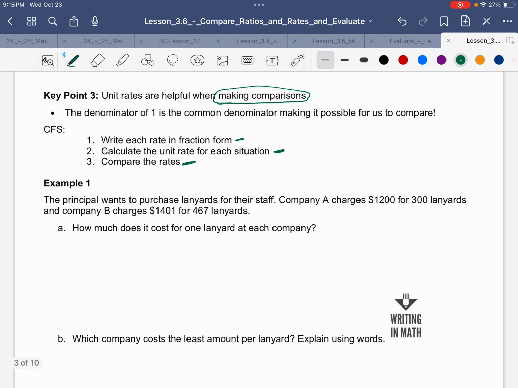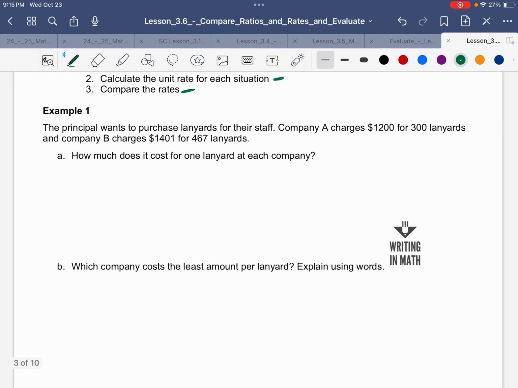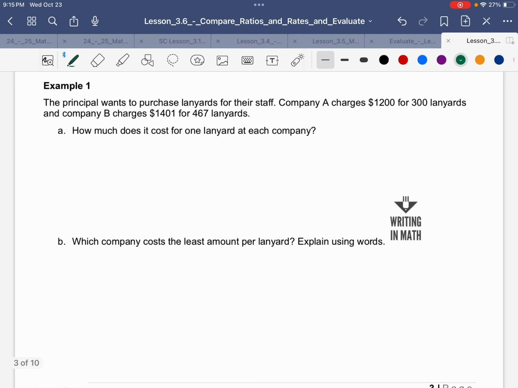So, example. A principal is going to buy some lanyards, like those blue lanyards we have there. Company A charges $1,200 for 300 lanyards, and Company B charges $1,401 for 467 lanyards. They want to know how much it costs for one lanyard at each company.